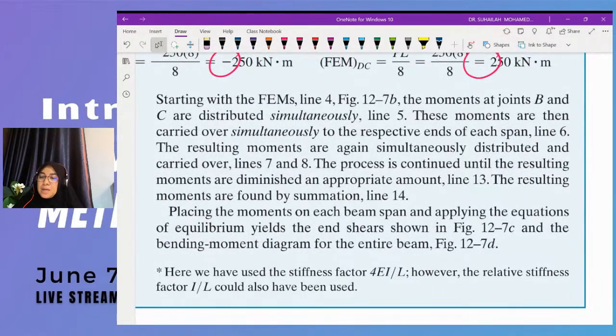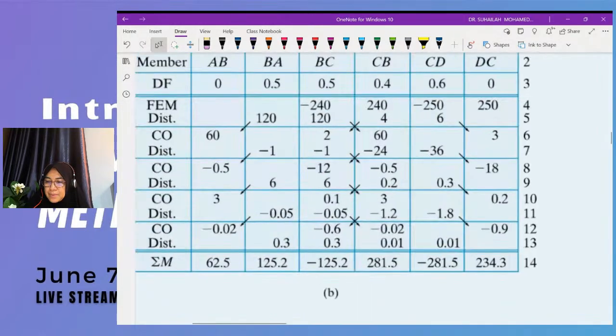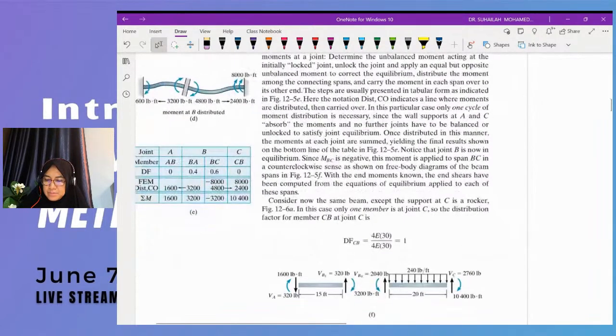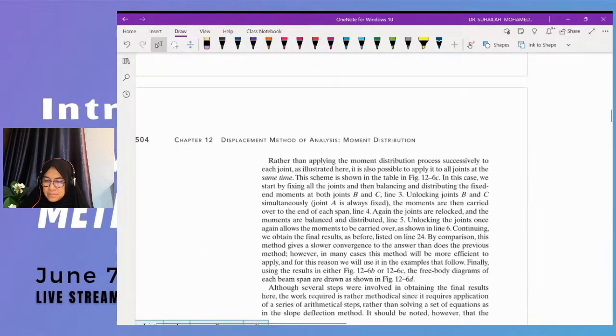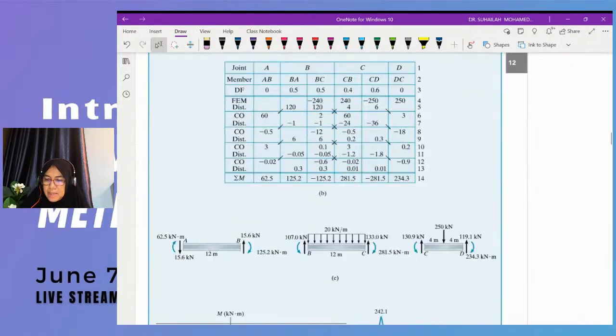Okay, we will start after this. The moments at joints B and C are distributed simultaneously. These moments are then carried over simultaneously to the respective end of the span. The resulting moments are again simultaneously distributed and carried over. So all this represents the process in the table. This is actually the process in the table.